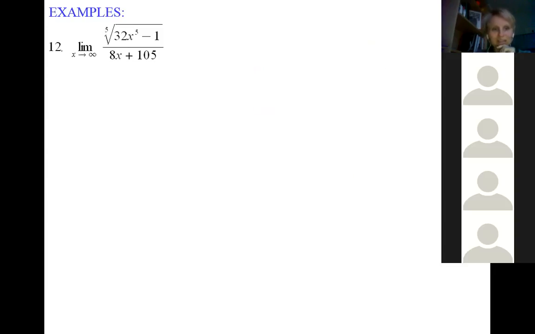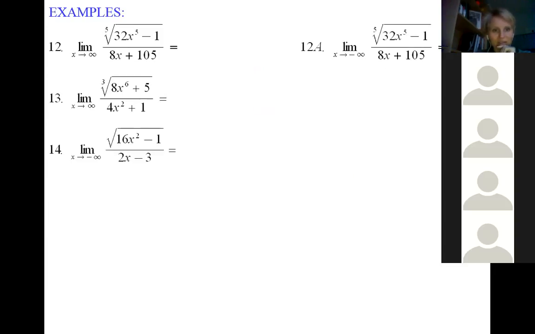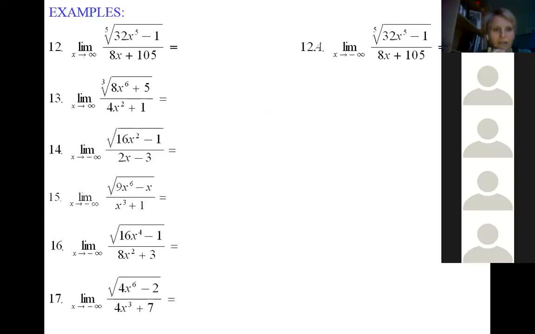I do have a list of lots of limits, but I don't want to go through all of them. I will just pick some of them, because we have to keep moving. Who can tell me the answer for number 12? It is the limit at infinity of the ratio of these two.